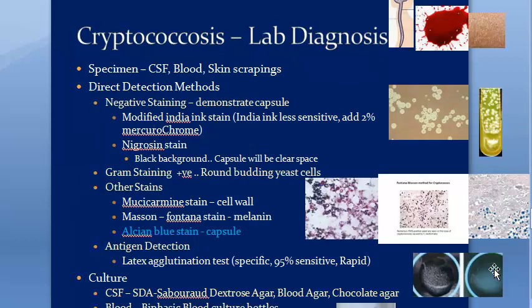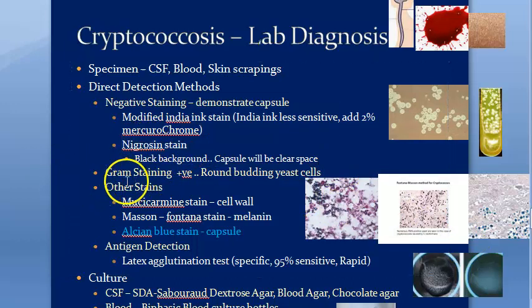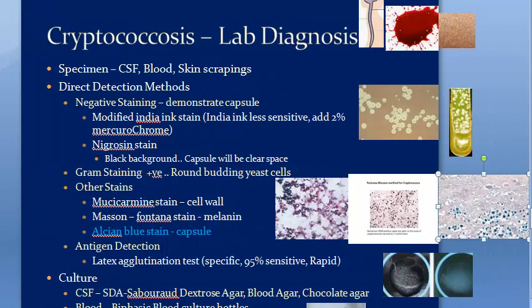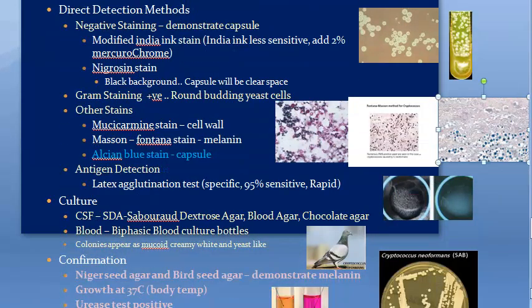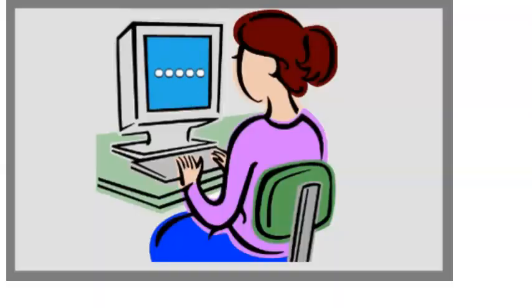Epidemiology, lot of cases in the world. Lab diagnosis, the specimens that you will collect, then negative staining to demonstrate capsule, modified India ink stain, very important. Gram staining, positive gram staining. Remember the other stain here, nigrosin stain. Other stains you have mucicarmine stain to demonstrate the cell wall, Masson's Fontana stain to demonstrate melanin, alcian blue stain to represent the capsule. These are all difficult words to remember. Please remember them. Pause the video and remember them. Take a break. Pause the video, remember those stains again, okay?